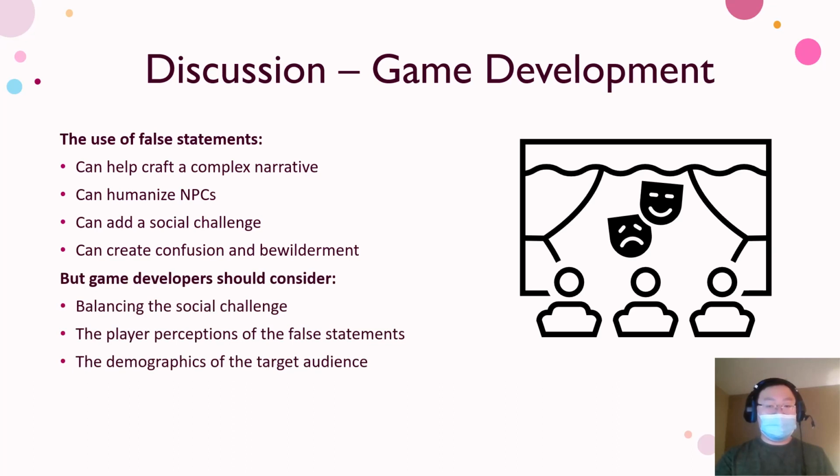However, game developers should consider how to balance the social challenge and not make it too cognitively overwhelming for the player, how players might perceive the false statements, and how they might attribute it. As shown, this affects how they feel towards the characters and possibly the perception of the overall game. And tied to this is the demographics of the target audience. There might be demographics of players that have more difficulty dealing with or discerning false statements in deceit. Aspects such as age or developing for a neurodivergent population are just some examples of such factors to keep in mind.